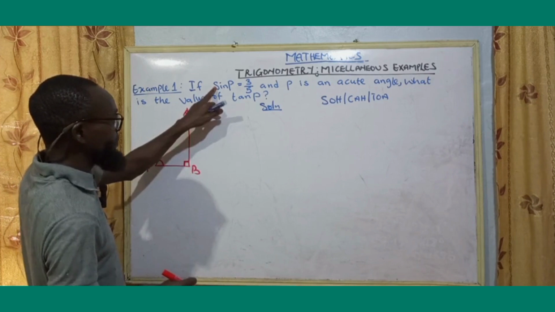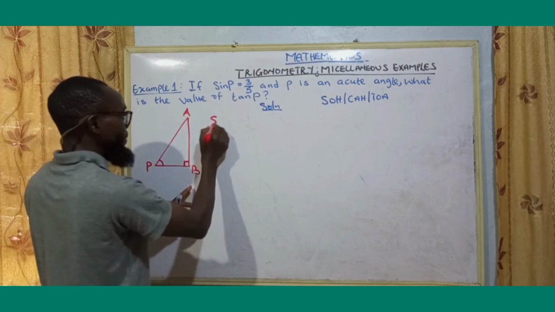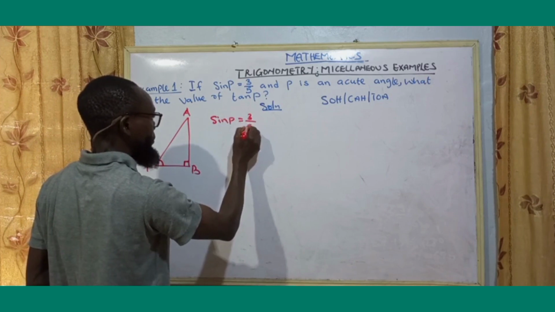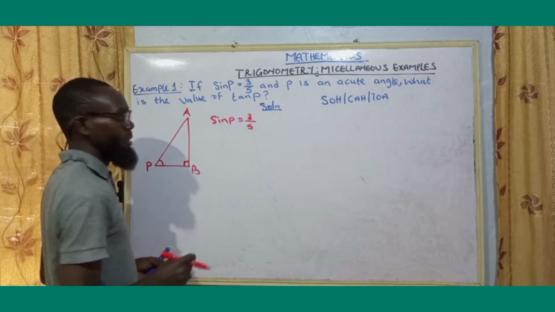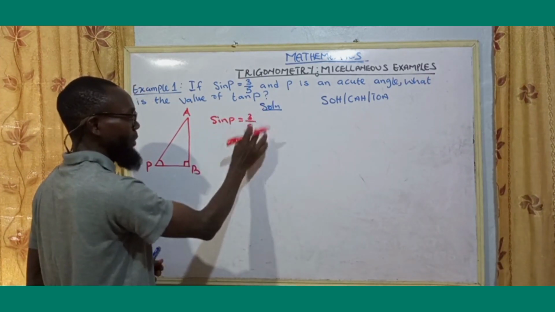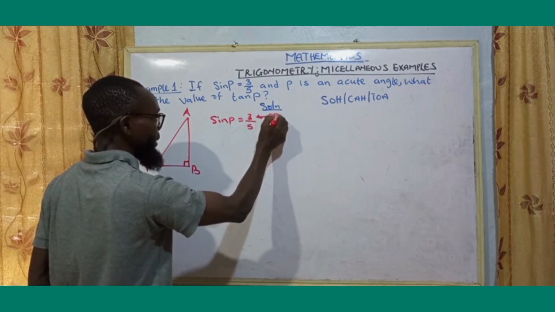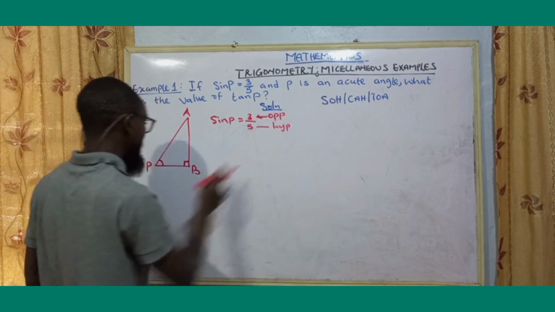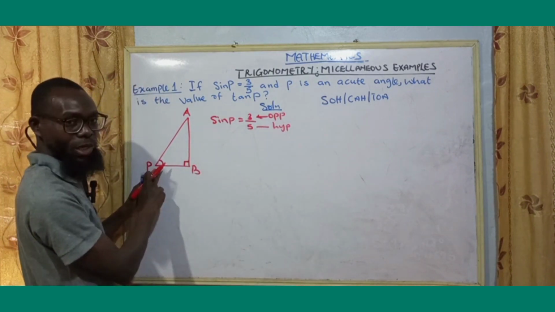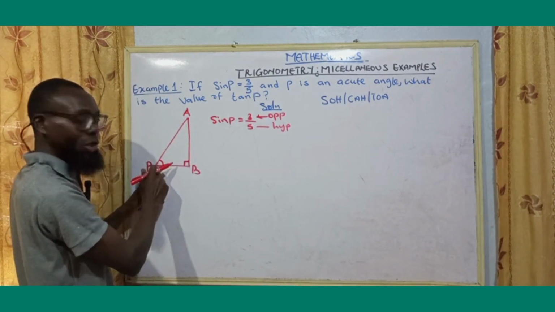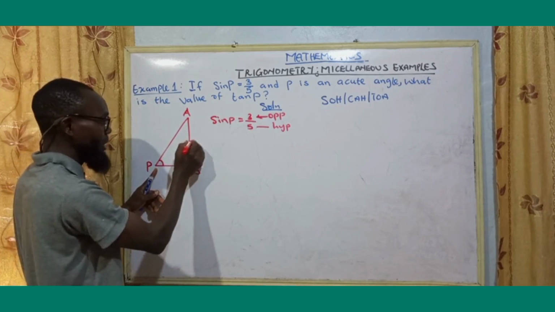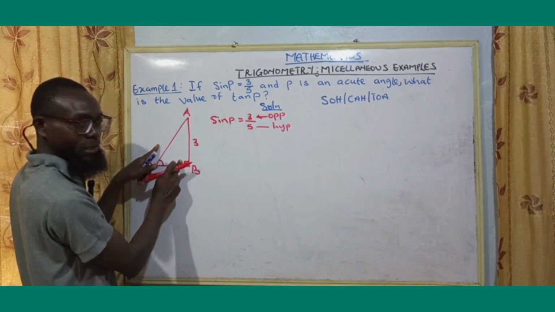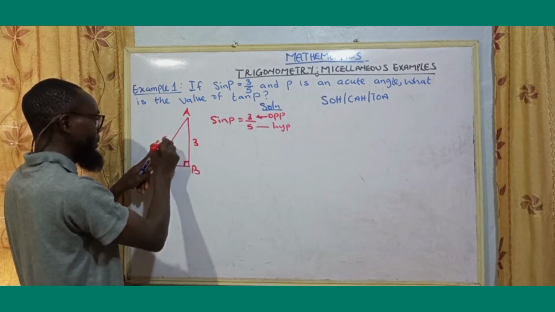Now, sine P equals opposite over hypotenuse. So sine P is equal to 3 over 5, where this means opposite, and this is the hypotenuse, since we're talking about sine. So when we have our angle here, the side facing your angle is the opposite. So this is the opposite, 3, while the side facing your box, 90, is the hypotenuse.